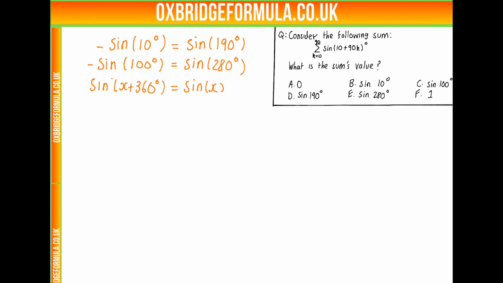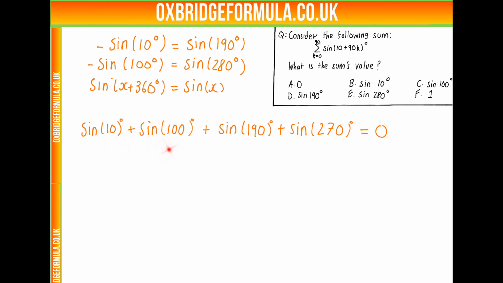So let's look at the early stages of our sum. So we know the first 4 terms look like this: sine 10, sine 100, sine 190, sine 280. And this is 0. Why is that? Well, if we look at our identities, we know minus sine 10 degrees is sine 190, so this and this cancel, and this cancels similarly using these. So that's why these identities are nice and useful. So this is our sum up to 3.